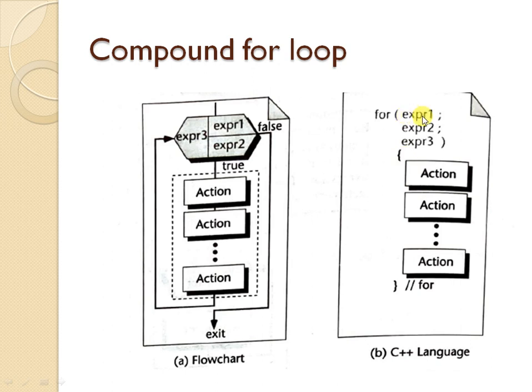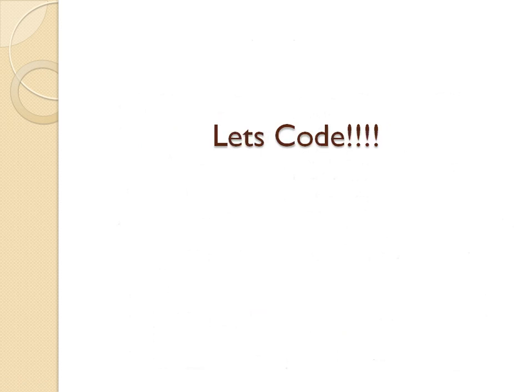So आप expression 1 लिखोगे, just apply a semicolon, expression 2 mention करो in the same line, semicolon, and expression 3, and when you close this simple bracket, you then can perform the set of actions within the compound for loop. So let's code and see how we can perform and how we can work with the for loop, that is the entry control loop.